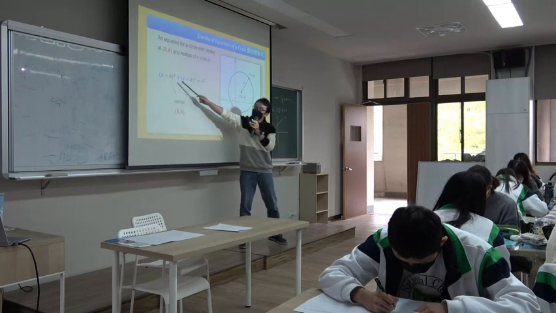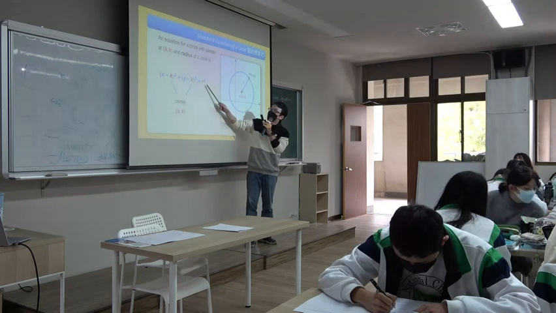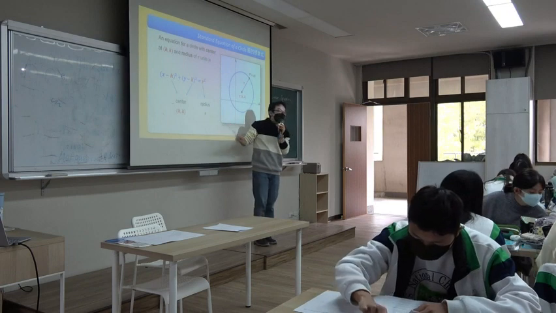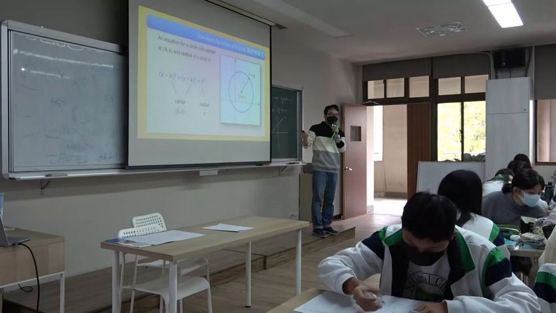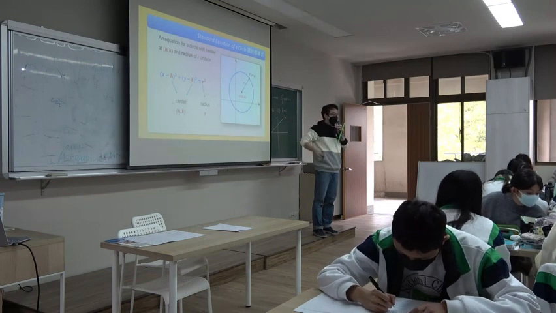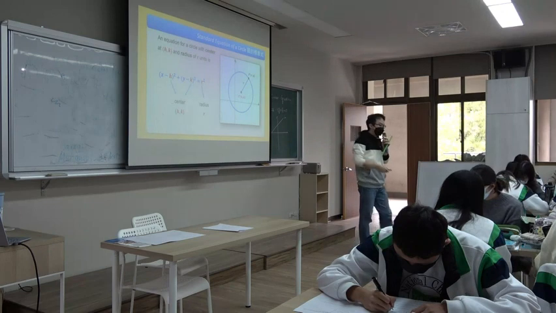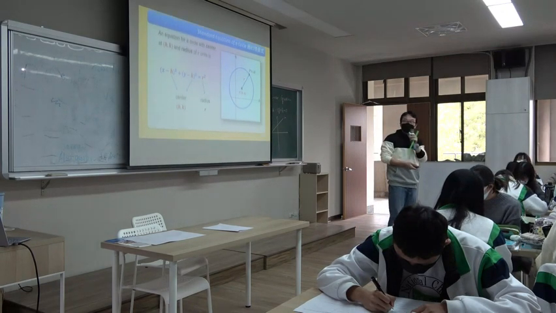Okay, this is the form, alright? And here h comma k is the center and the radius is r. Okay, so this is very important. You have to remember this standard form. Okay, and we have some examples.